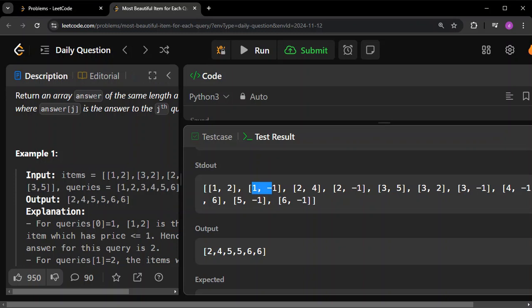Okay, in the query, if you see, again 1 is coming. So for this query, I need to know which items have price less than this. At the same time, what is the maximum beauty among them? So in this case, the answer will be 2. Just try to understand it.